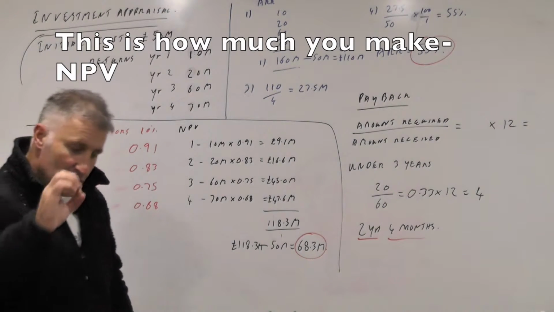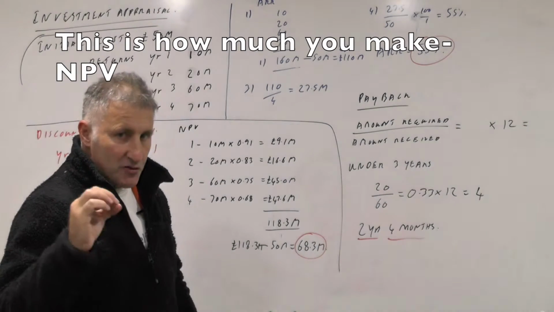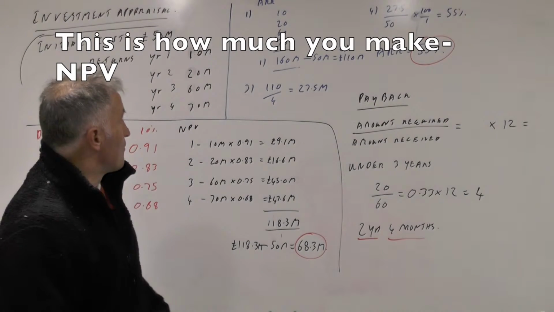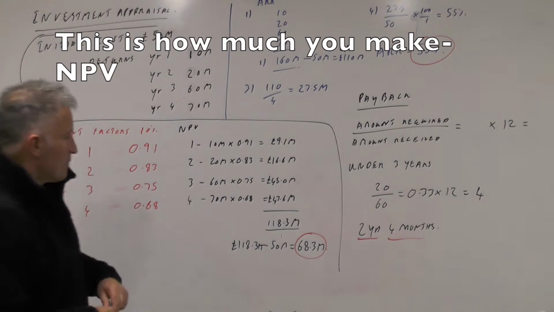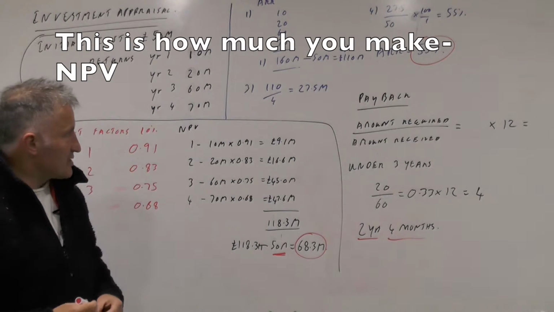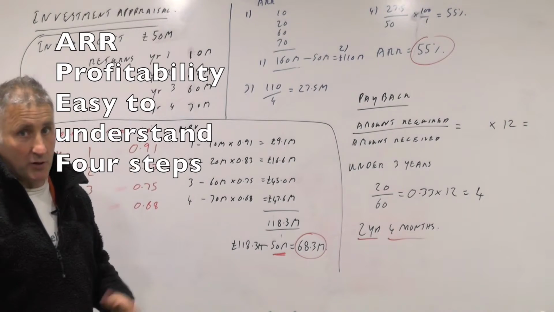So that means you make 68,300,000 pounds from that investment. That is over and above the initial investment because we've taken that off. So clearly that's a very, very good investment. So therefore we would expect the average rate of return to also be high, which it is.